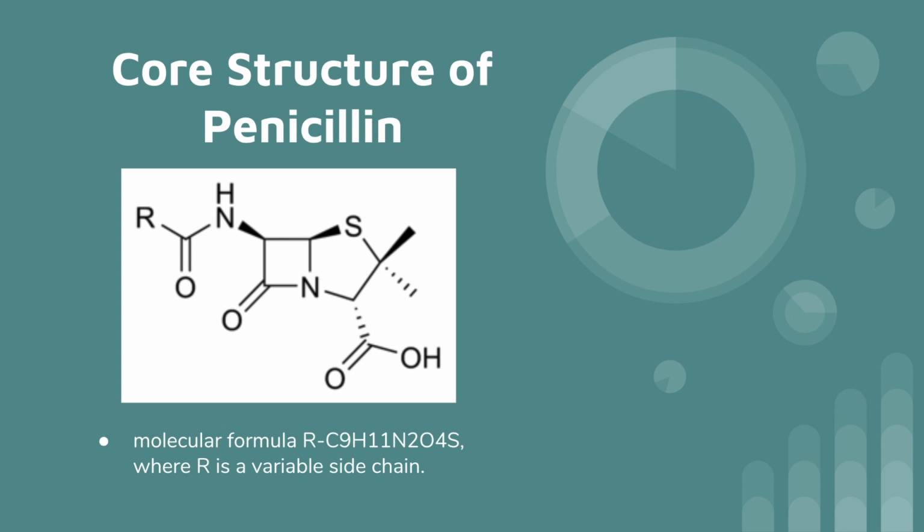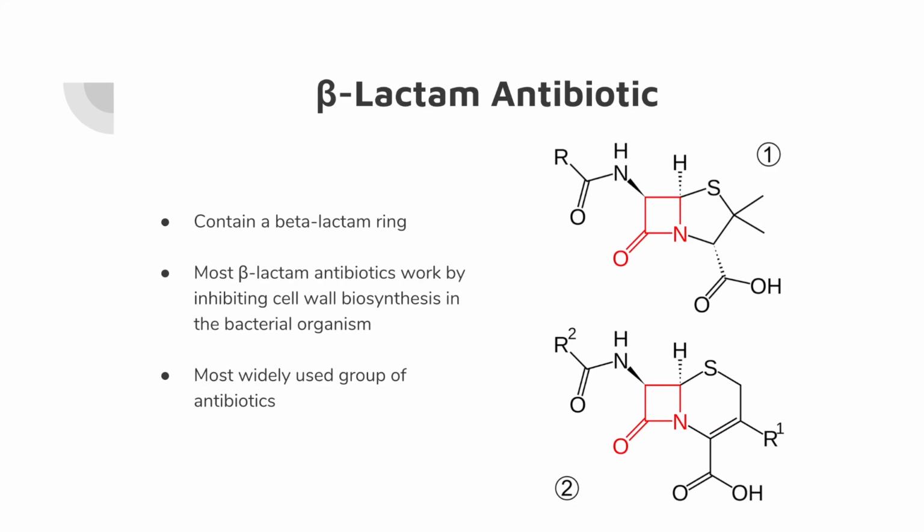For the core structure of penicillin, it has the molecular formula of RC9H11N2O4S, where R is a variable side chain. So if you change the R group, you change the function of the penicillin. All penicillins have intermolecular forces of London dispersion forces, dipole-dipole forces, and hydrogen bonding.